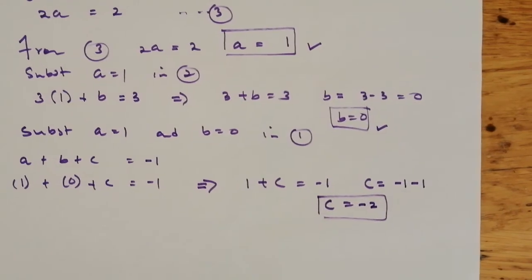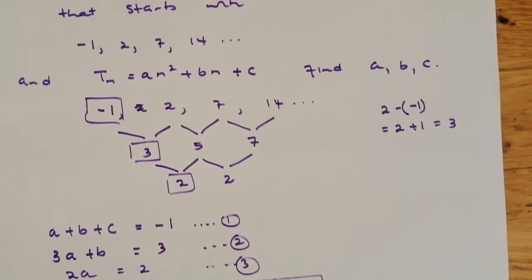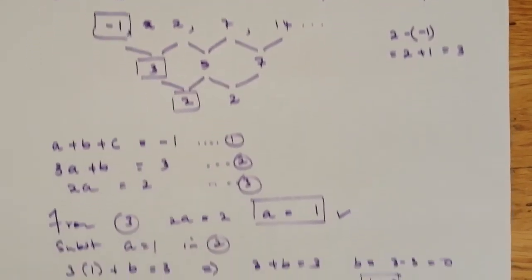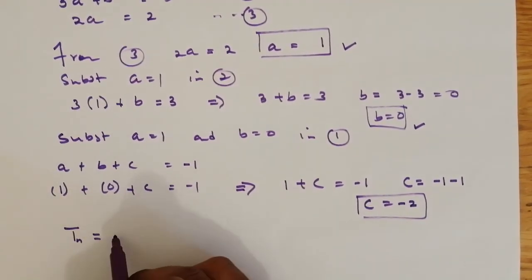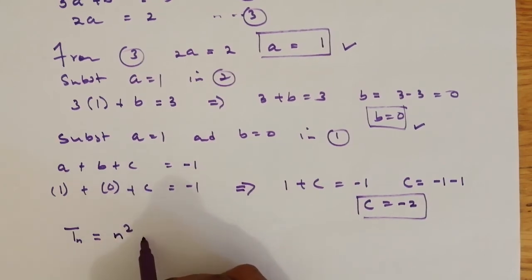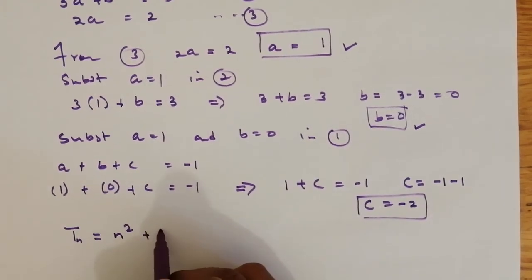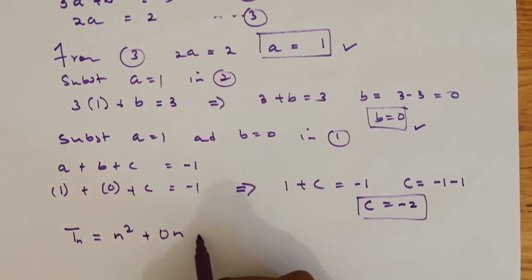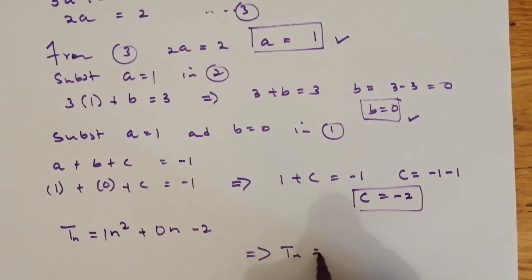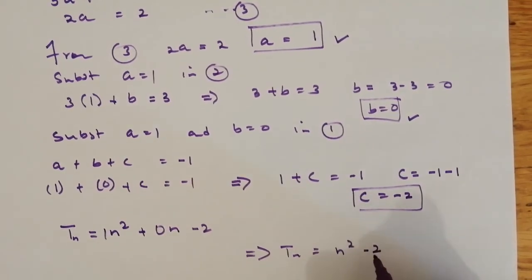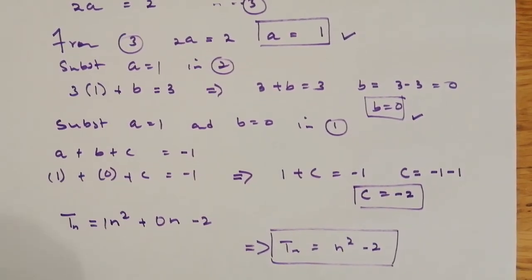So basically our nth term for this specific quadratic sequence is Tn equals, what is A? A is 1, so it's n squared plus bn. B is 0, so we don't have to write it there, or we can say plus 0n, then C is -2. So our final result is Tn equals n squared minus 2. This is the nth term that corresponds to that sequence.